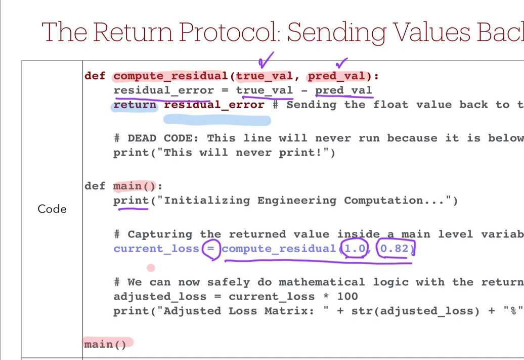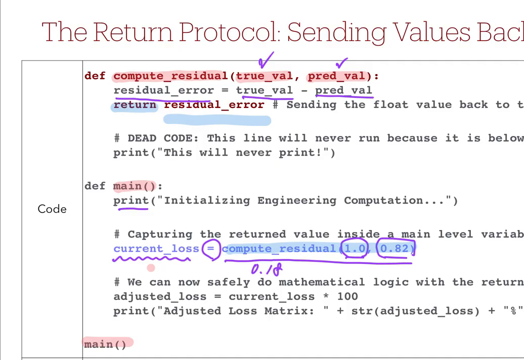That means the difference, 0.18, will replace this expression. So that expression will be replaced by 0.18, and that final result will be given to the variable appearing on the left. So current loss will receive the value 0.18. Okay?